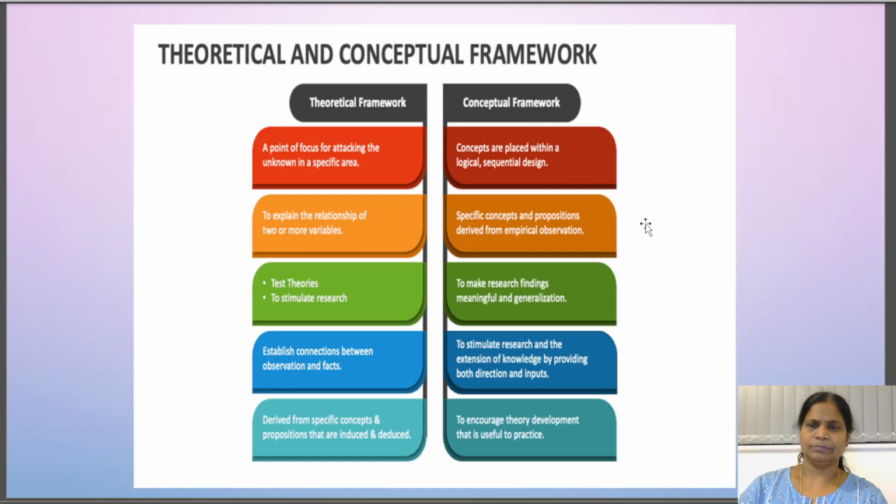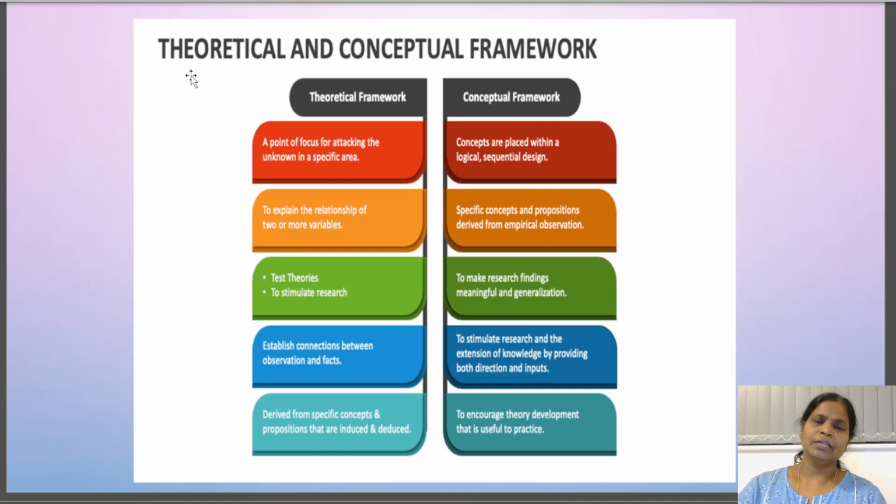The next, fifth step, okay, before going to the fifth step, we have a picture here which clearly portrays the differentiation between theoretical framework as well as conceptual framework. You may not need to write as a whole on this part in your exam, but you need to understand what is theoretical framework, what is conceptual framework.